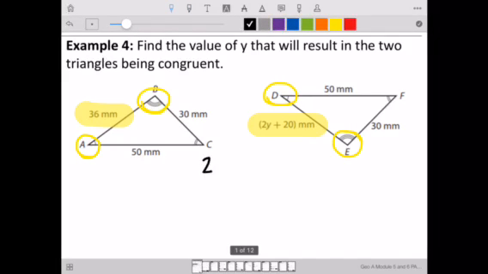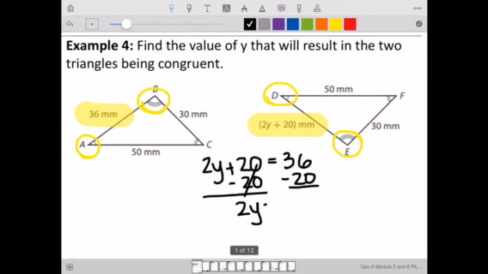So we make an equation, 2y plus 20 equals 36. Subtract 20. 36 minus 20 is 16. Divide by 2. So y equals 8.